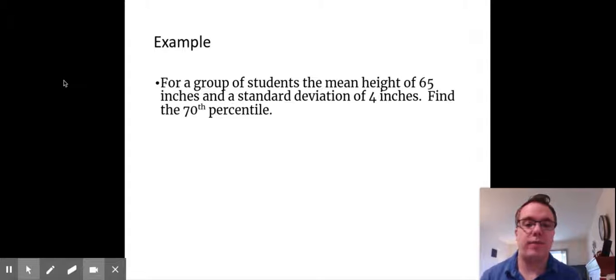So if we assume that for a group of students with a mean height of 65 inches and a standard deviation of 4 inches, we want to find the 70th percentile. So we want to find the value that 70% of those students' heights are below.